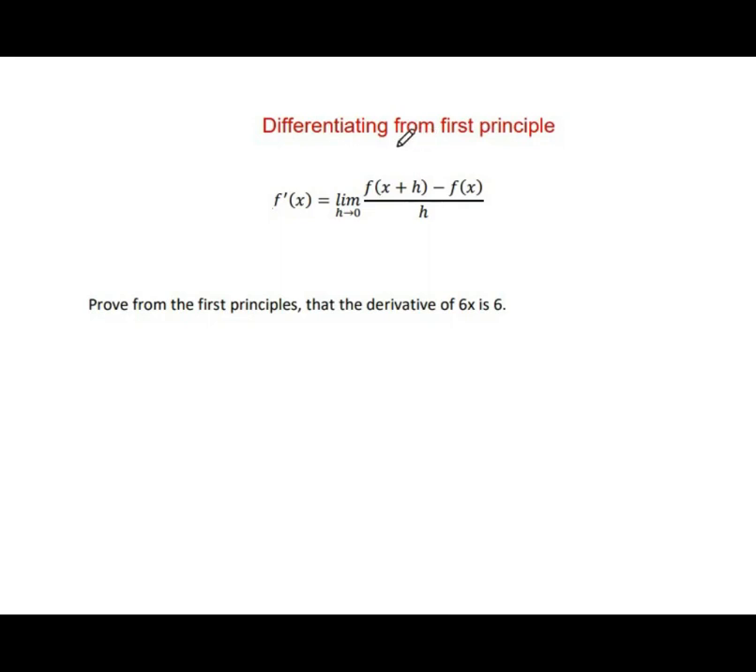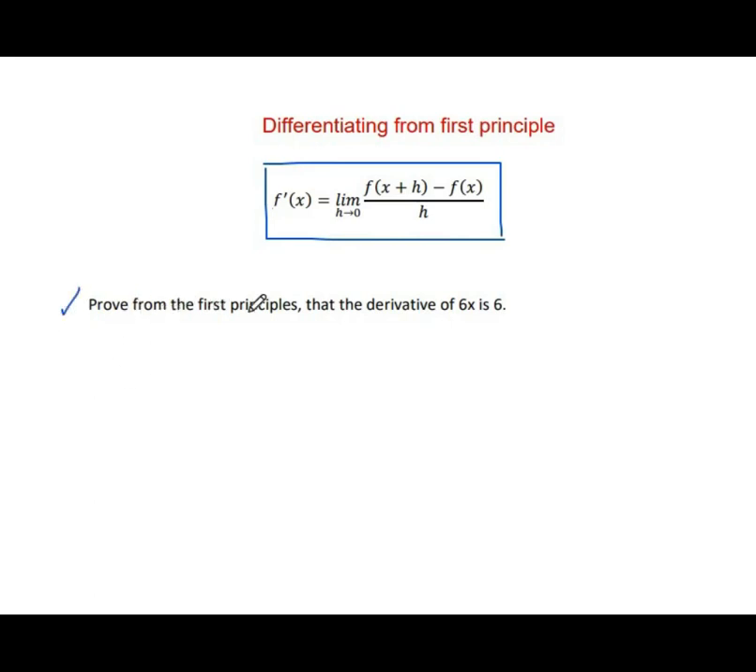Whenever they ask to differentiate with respect to first principle, we have to use this formula, that is f dash of x equals limit as h tends to 0 f of x plus h minus f of x over h. Now how to use this formula? As you can see, there is an example over here.